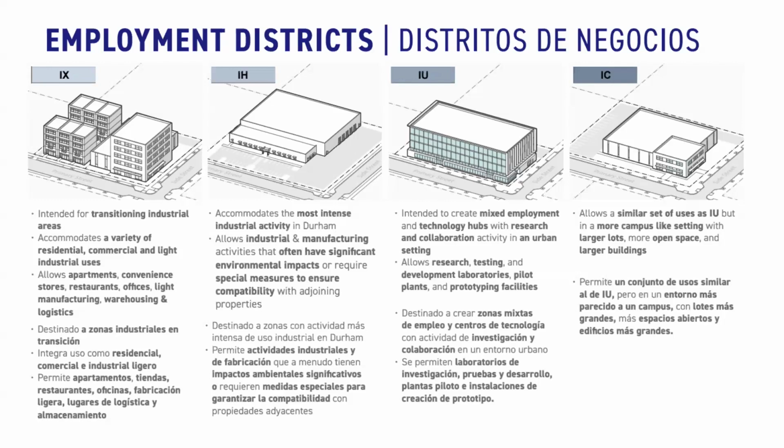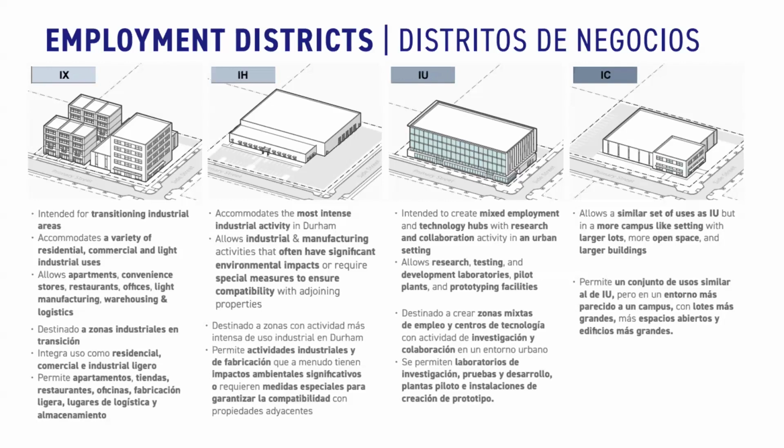Moving over next is going to be the IH, which is essentially industrial heavy. It's going to be the most intense industrial activity. So we're using it to zone those places that we already have for industrial manufacturing areas, places that already have a pretty significant impact, making sure that we have a zone for those.